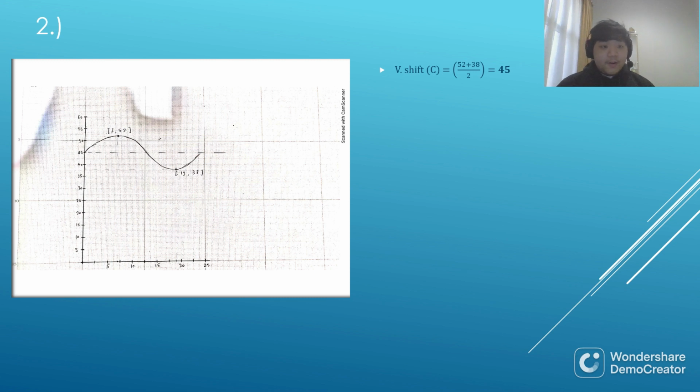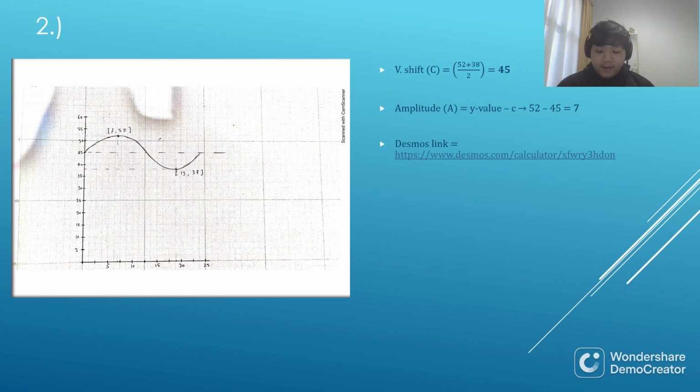Now, from 45, we simply need to know the highest point from that midpoint, basically how high the graph goes from the midpoint. To put it simply, we can get the amplitude by subtracting the midpoint, which is 45, from one of the y-values. So the amplitude will be 7.